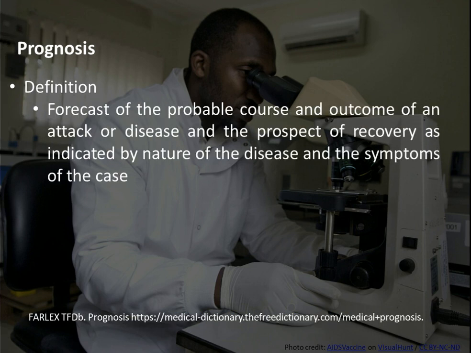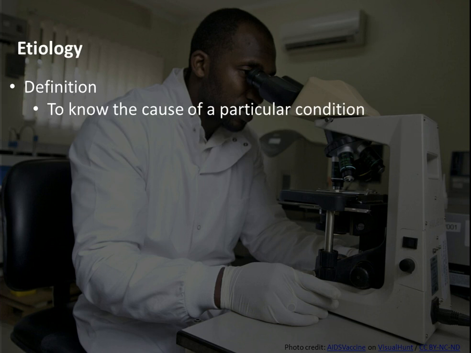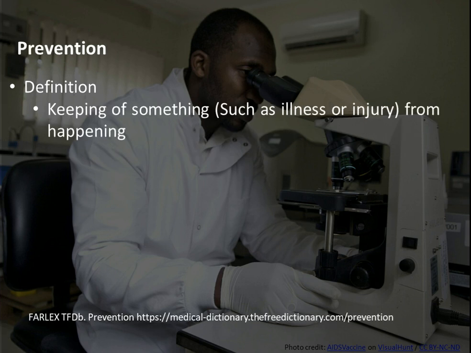We define prognosis as forecast of probable course and outcome of an attack or disease and the prospect of recovery as indicated by nature of the disease and symptoms of the case. Similarly, harm is a self-explanatory word used for talking about any unwanted result of a treatment or any other medical procedure. Etiology is to know the cause of a particular condition, and prevention is to keep off something such as illness or injury from happening.